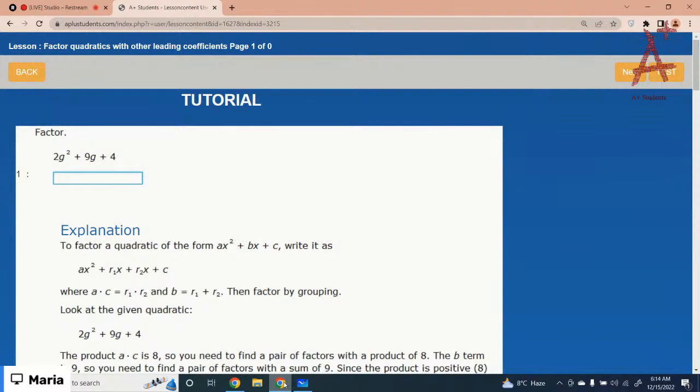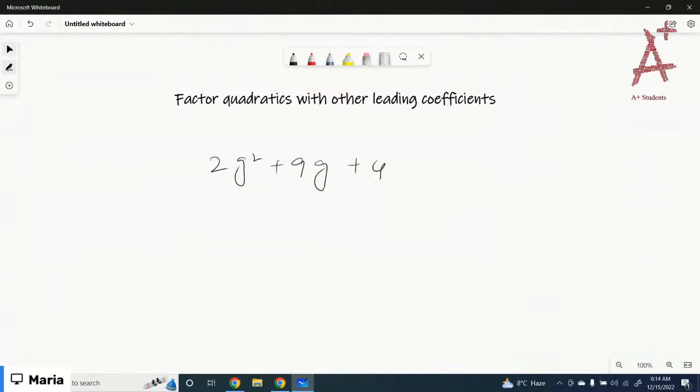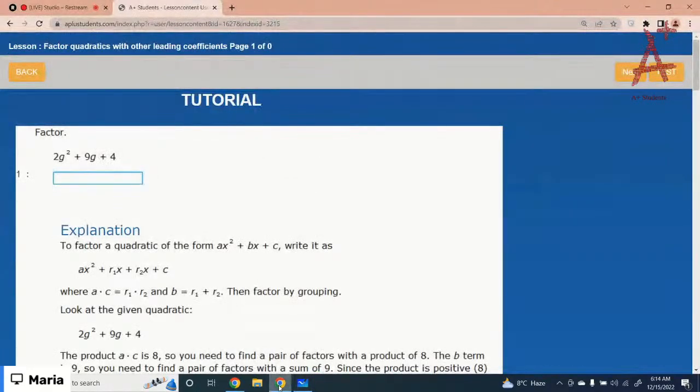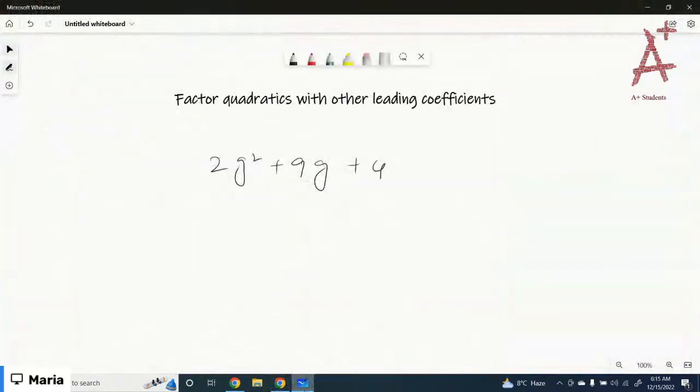It would be 2g square plus 9g plus 4. Here you have the coefficient of g square and 4. You have to multiply both the numbers. It would be 2 times 4 is 8.